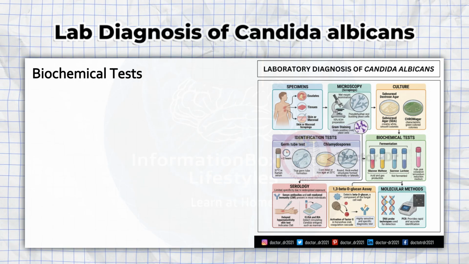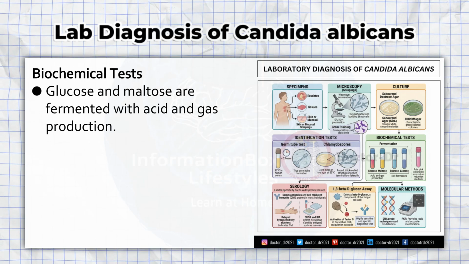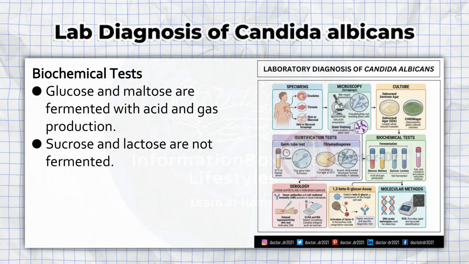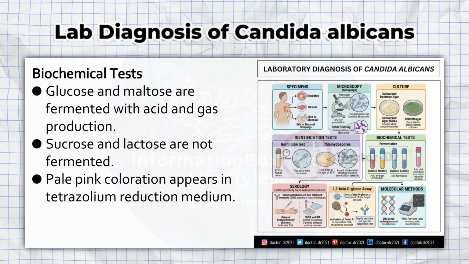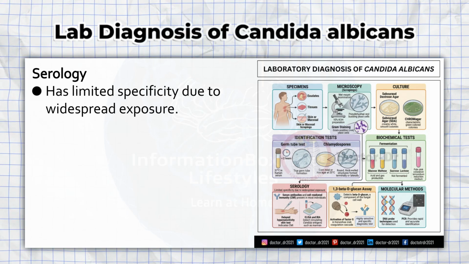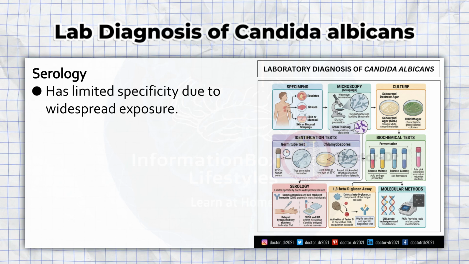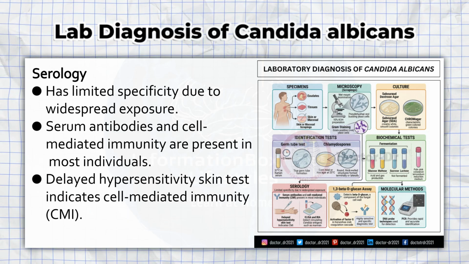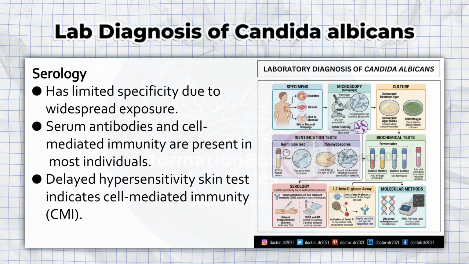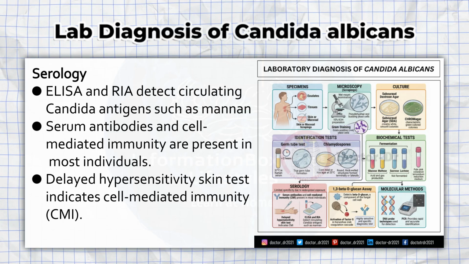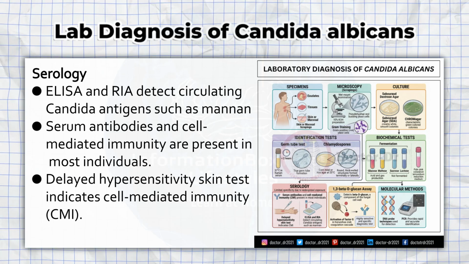Biochemical tests. Glucose and maltose are fermented with acid and gas production. Sucrose and lactose are not fermented. Pale pink coloration appears in tetrazolium reduction medium. Serology has limited specificity due to widespread exposure. Serum antibodies and cell-mediated immunity are present in most individuals. Delayed hypersensitivity skin test indicates cell-mediated immunity, CMI. ELISA and RIA detect circulating Candida antigens such as mannan.